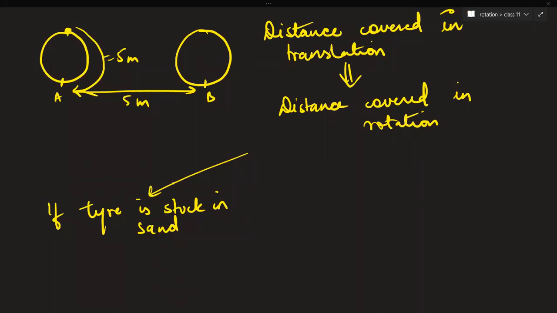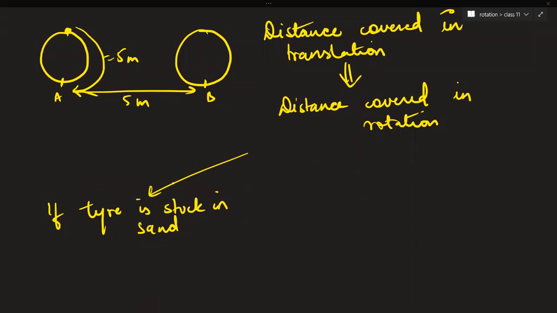The car's tire is stuck in sand. Have you not seen? Let's say in a desert, if a car is moving, sand is everywhere and the car is stuck at a point. So what will happen to the tires? Will the tires move forward? Will they translate? Or will the wheel rotate at its position? It will only be rotating.